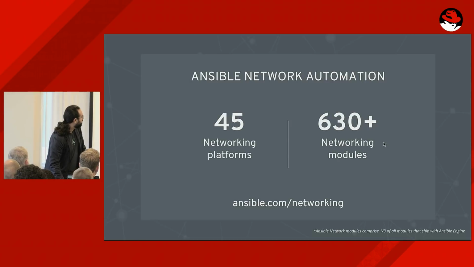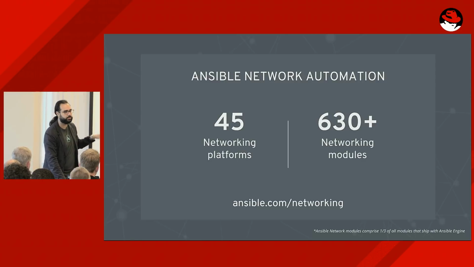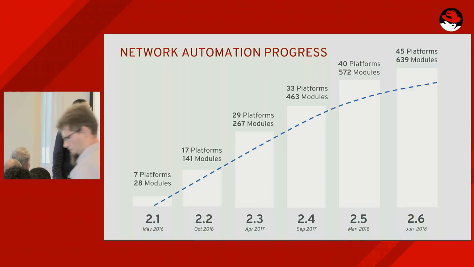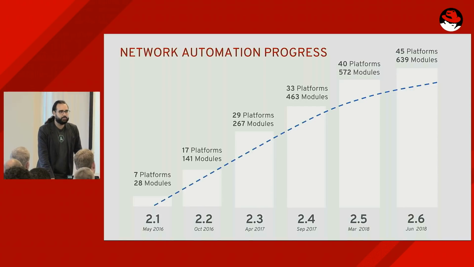So we have more than 45 platforms, 630 models. You have everything on it. It's only for network. We are not considering cloud or system or anything else. This is the evolution over time. We start with like 7 platforms, 28 models. And we are with 45 platforms and more than 630 models.